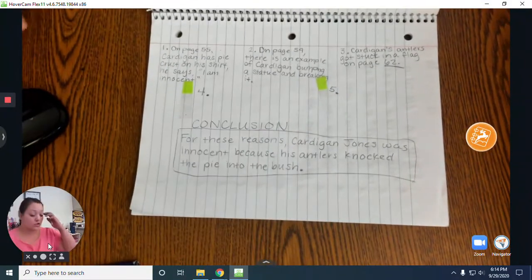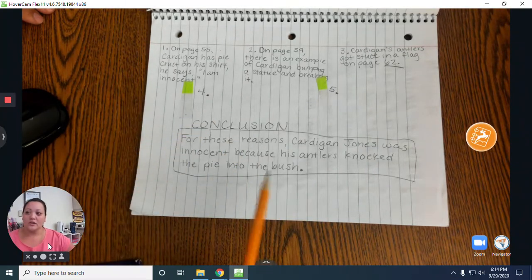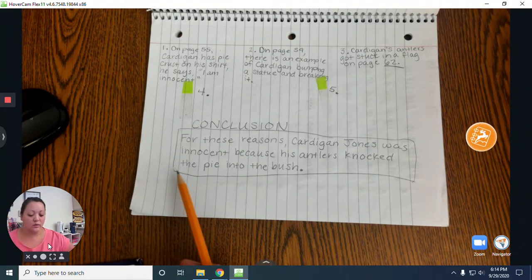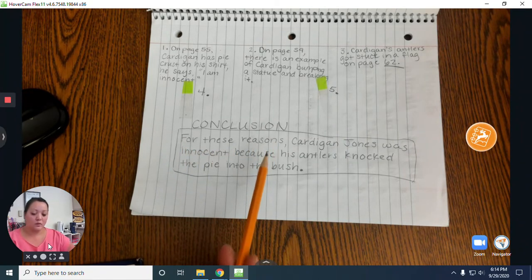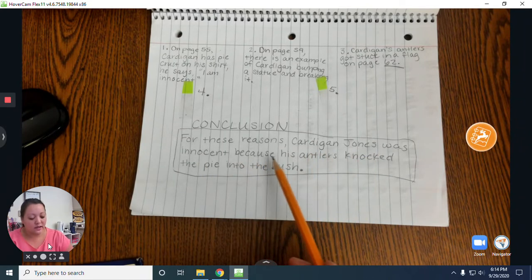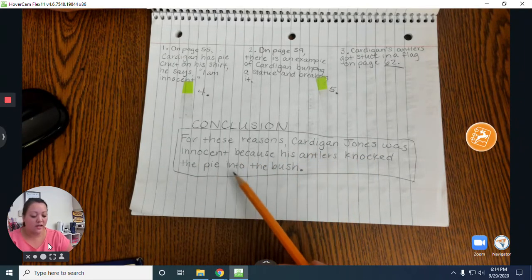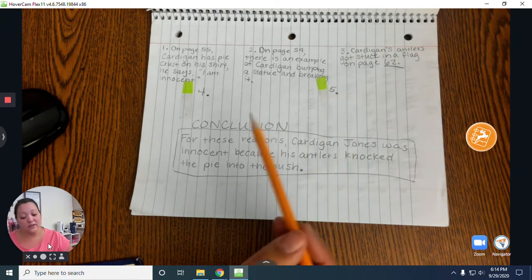So we were doing this on Tuesday with the story, The Trial of Cardigan Jones. As a class, we determined what the conclusion was. For these reasons, and remember, we got this from our sentence starters, Cardigan Jones was innocent because his antlers knocked the pie into the bush. So that's what we decided, that is what happened, and that kind of tied everything together.